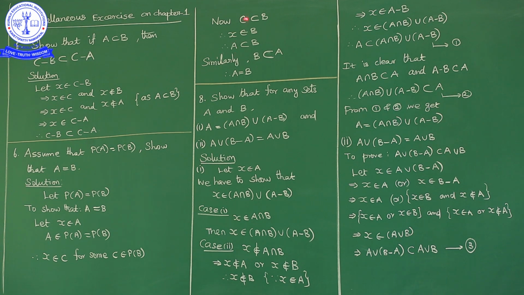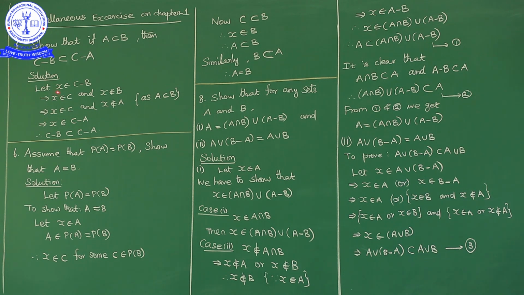Okay, my next question. Show that if A is a subset of B, then C minus B is a subset of C minus A, where C is any set. To prove that C minus B is a subset of C minus A, we will take some arbitrary element in C minus B, and we will prove that that element lies in C minus A. That is the procedure.